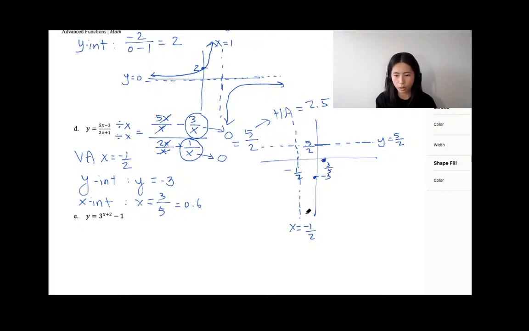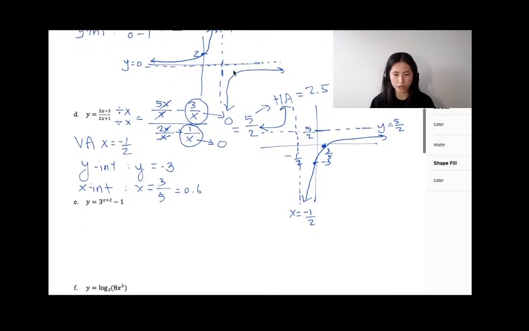Okay, there we go. So our function is going to pass through our x and y intercepts, and you're going to see that it's like this. Does that make sense so far? So that's how you're going to draw this graph.